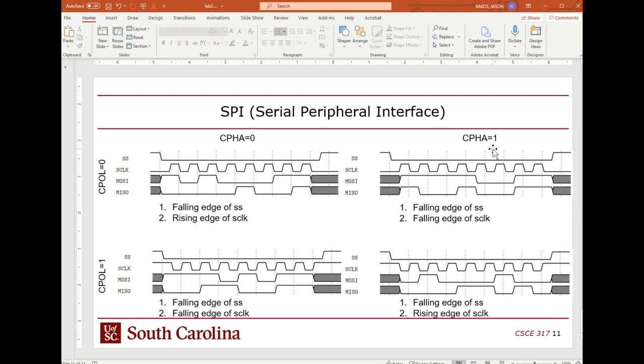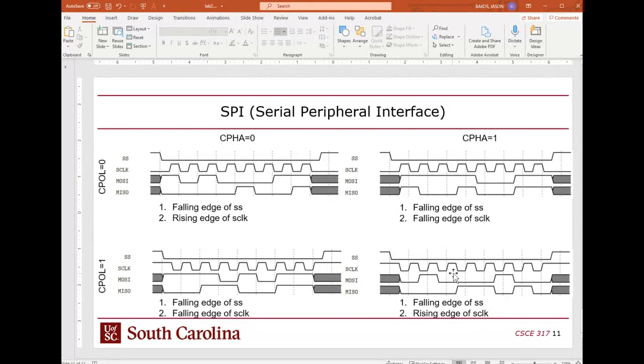So to repeat that again, if CPOL and CFA are different, then after the slave select drops, you're going to look for the next falling edge of the clock, right? You don't want to look at the rising edge because in this case, that's when MOSI and MISO are changing. Down in the lower left-hand corner, CFA and CPOL are again different, and in this case, slave select drops, and you look for the falling edge of the clock and every falling edge after that during the transaction, and that's when you read the data.